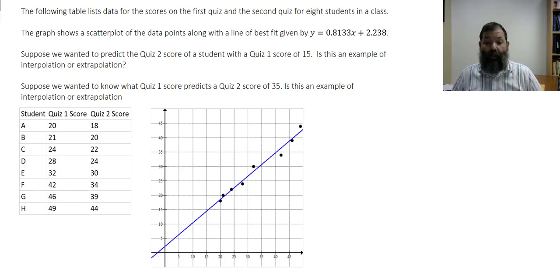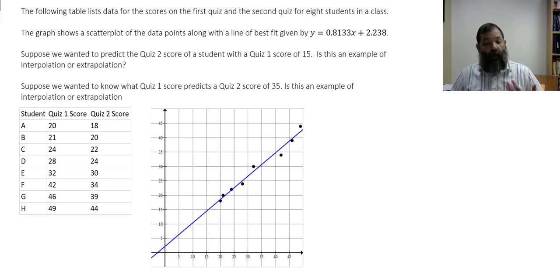The following table lists data for the scores on the first quiz and second quiz for 8 students in a class. The graph shows a scatter plot of the data points along with a line of best fit given by the equation y equals 0.8133x plus 2.238.